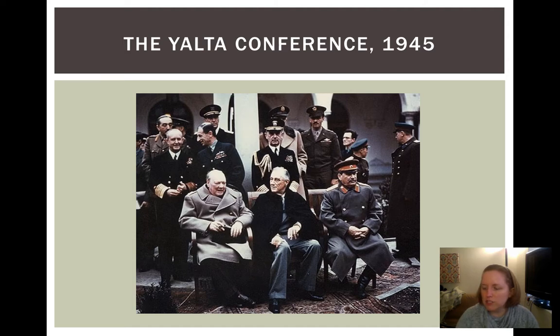So one major issue that's dealt with at the conference is the future of Poland. Poland was interesting in the sense that there was this Polish government in exile in Britain. There was a democratic government, and the U.S. and the British wanted to see that Polish government in exile reinstated after the war. The Soviets wanted something else. They wanted a friendly communist government to be put into place. And so they work out a compromise.